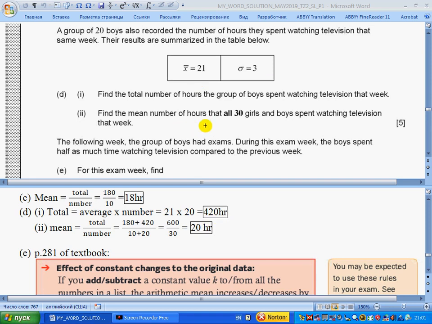Find the mean number of hours that all 30 girls and boys spent watching television that week. So mean will be total by number. For the number, we can write 30 straight away because they tell us, although we know it is 10 and 20, and hours 180 and 420. Total will be 600, so mean will be 20 hours.